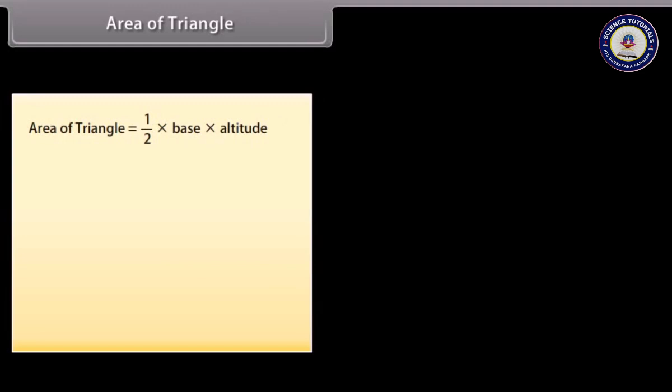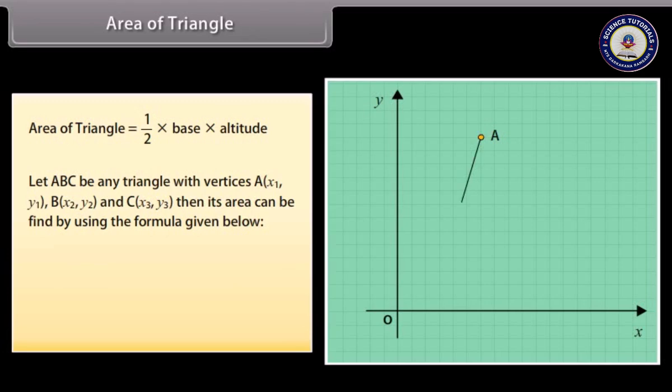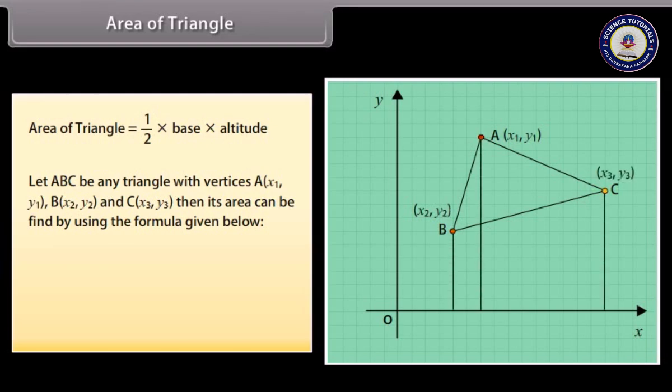Area of triangle. In earlier classes, when the base and altitude of triangle is given, then we find its area by using the formula area of triangle is equal to 1 by 2 into base into altitude. Let ABC be any triangle with vertices A x1, y1, B x2, y2 and C x3, y3. Then its area can be found by using the formula given below. Area of triangle equals 1 by 2 into x1 into y2 minus y3 plus x2 into y3 minus y1 plus x3 into y1 minus y2.